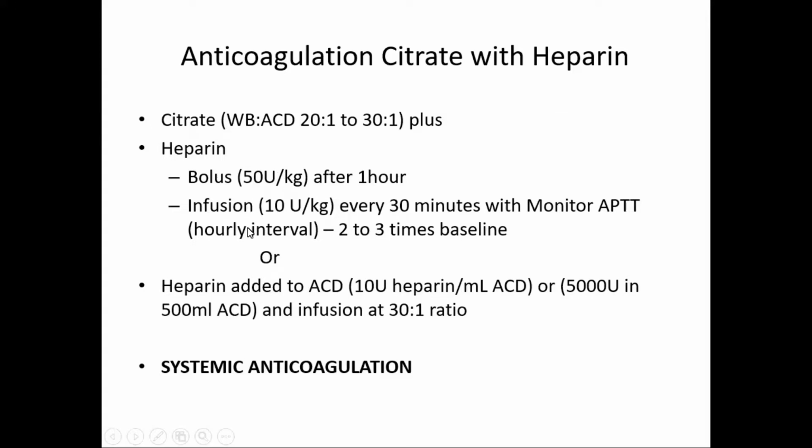The other alternative method is to add heparin directly to the ACD bottle. For example, 5,000 units in 500 ml of ACD, then start giving ACD citrate at a 30:1 whole blood ratio. The problem with heparin is that there is systemic anticoagulation and you need serial monitoring of APTT at 1 hourly or 30 minute intervals. We don't follow this, but there are centers in India that routinely use heparin also.